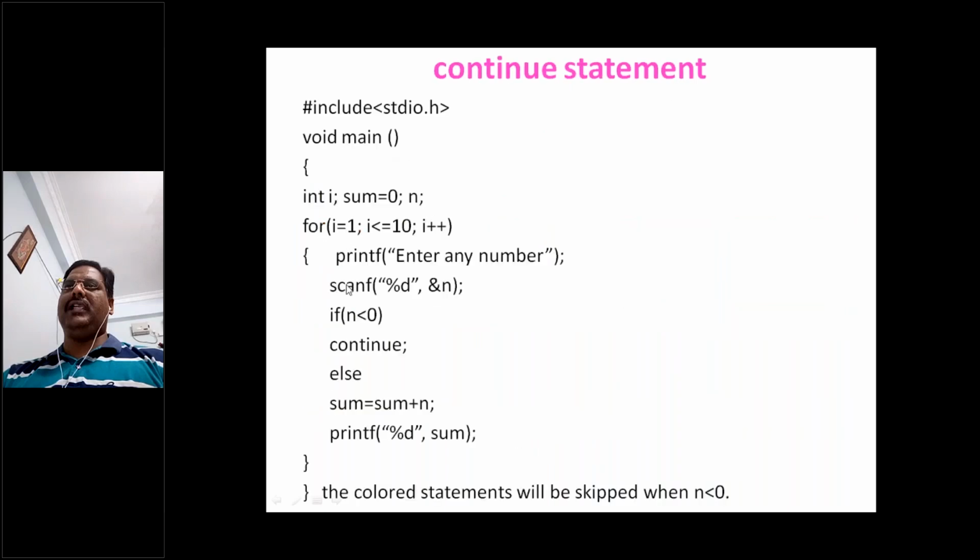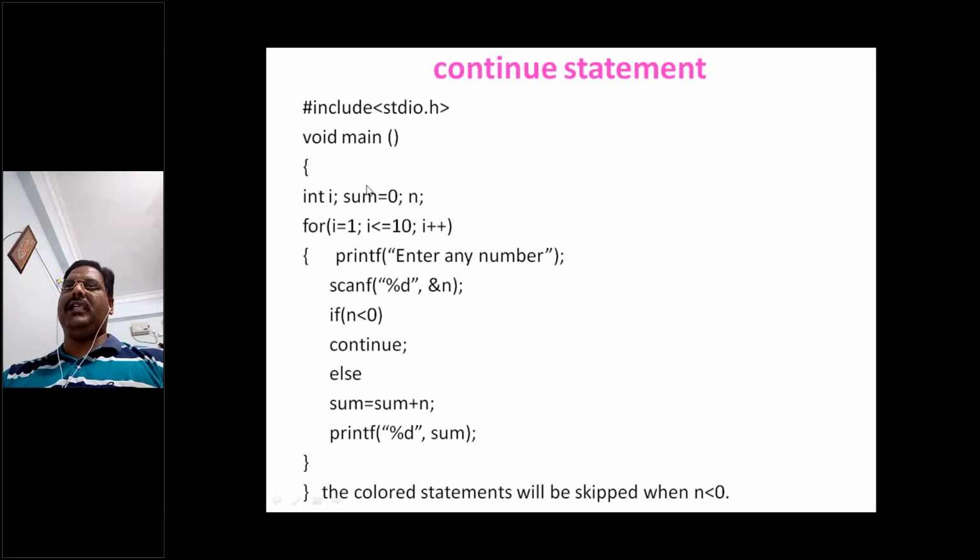See, in the loop itself, we are going to be using a for loop. So i is equal to 1, i is less than or equal to 10. So enter any number, that means scanf with percentage d, ampersand n. So if n is less than 0, then what we are trying to say is continue. Else sum is equal to sum plus n. So printf percentage d, sum.